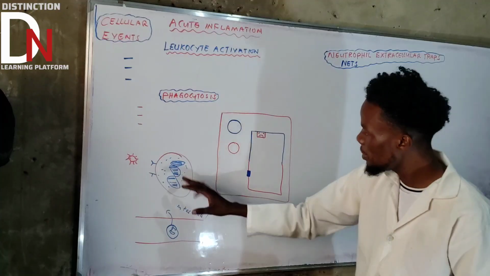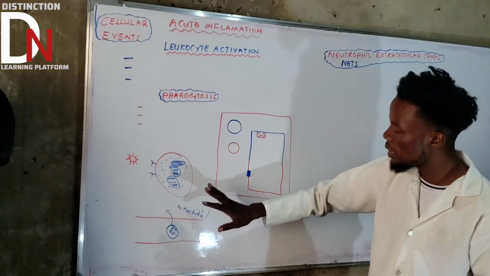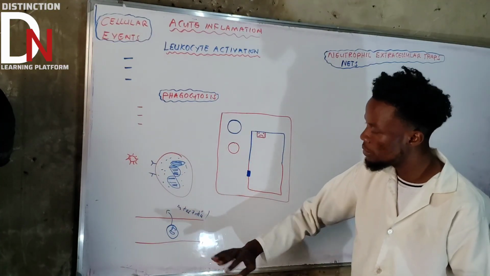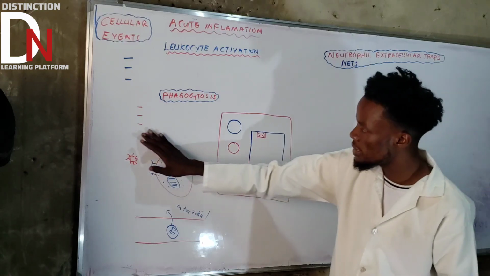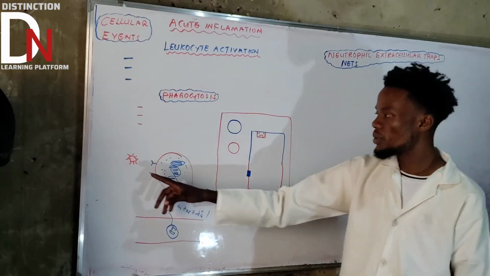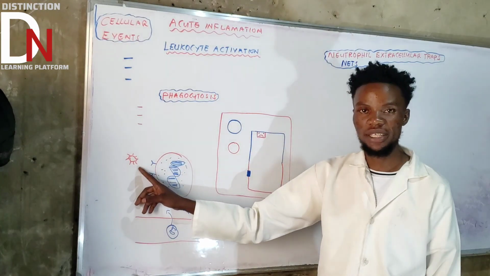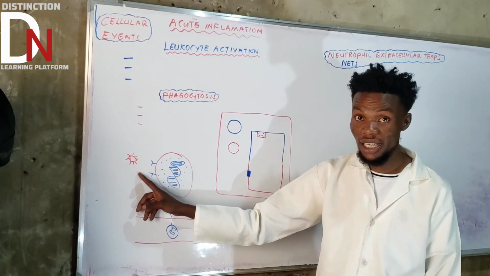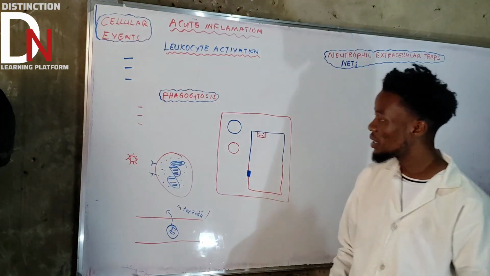The moment it is here, because of the chemotaxis that we talked about, it is there at the site of infection. As you can see, this is the foreign invader. Basically, let's just say that it is a bacteria. Very important to take note of that.